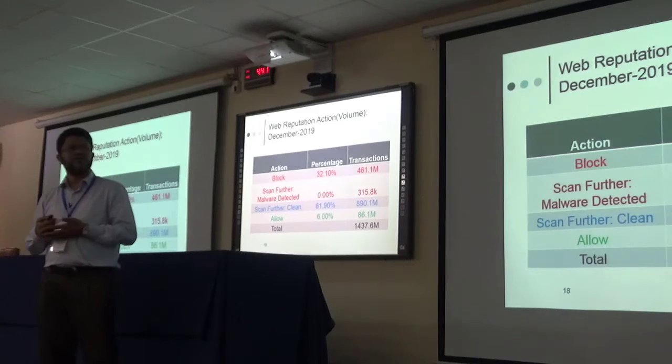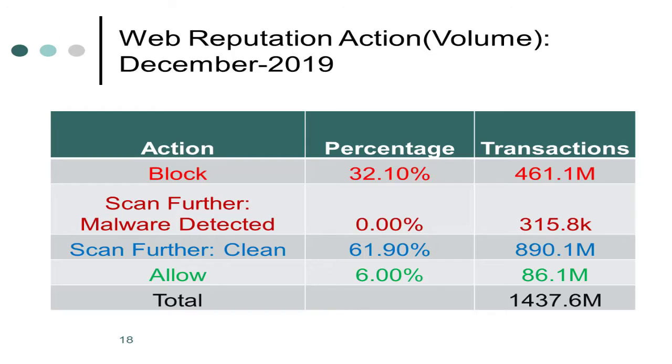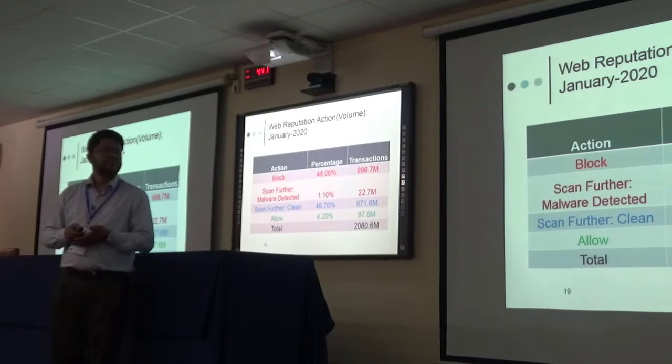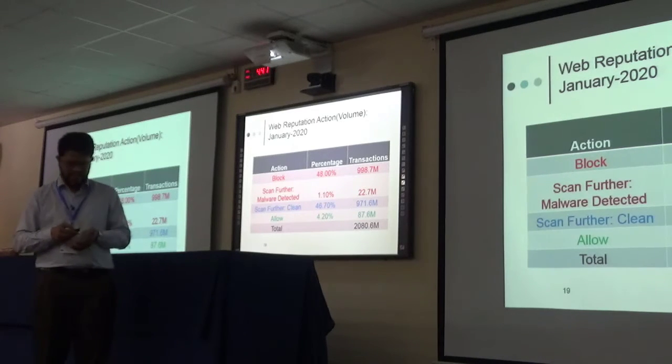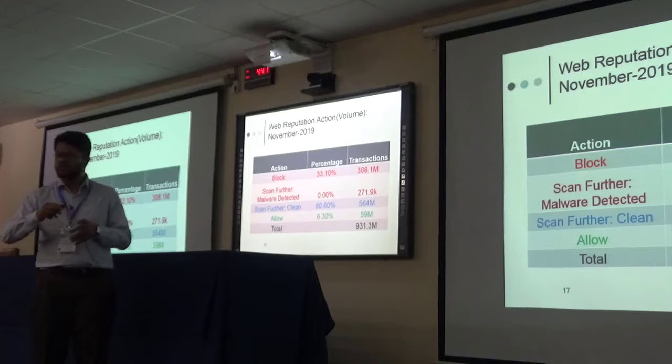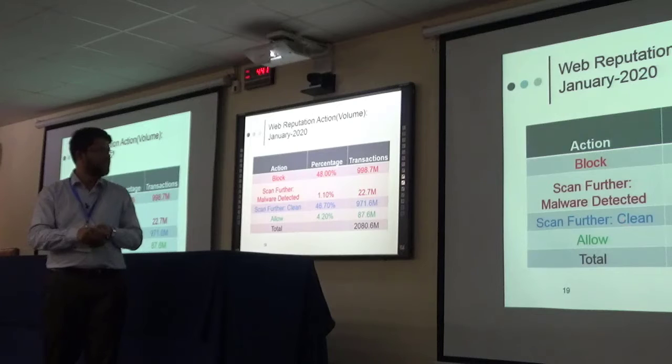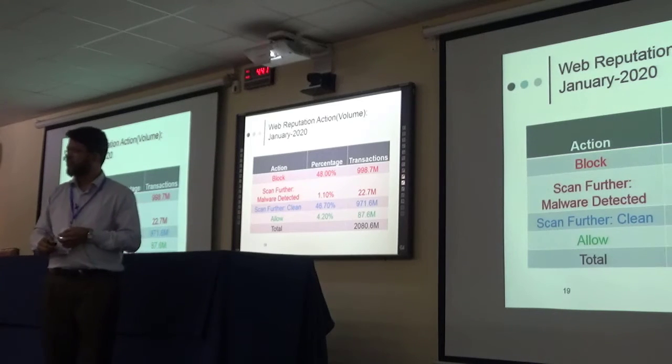For December, we saw something similar, 32%, but in January again, we saw another high, which is 48% for the blockings. So that means, if you look at the allowed packets, it is almost similar, 4 to 6%, 7%, but blocked data is increasing every month. So that means our scanning data is decreasing.